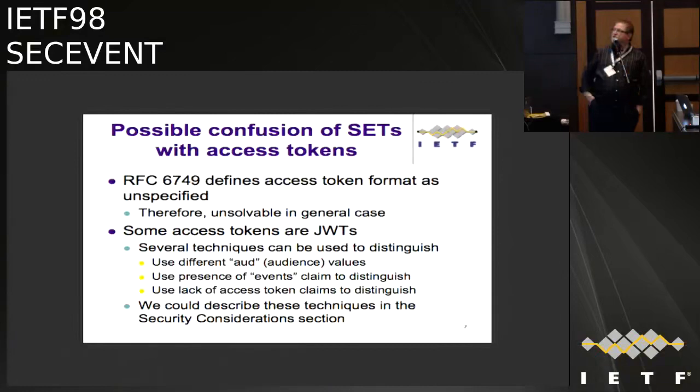Why don't we go to the next slide? Because I think that's more interesting. Oh, okay. We're on the next slide.